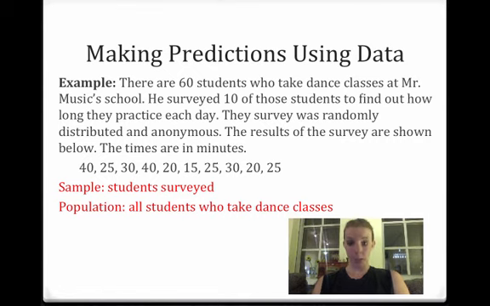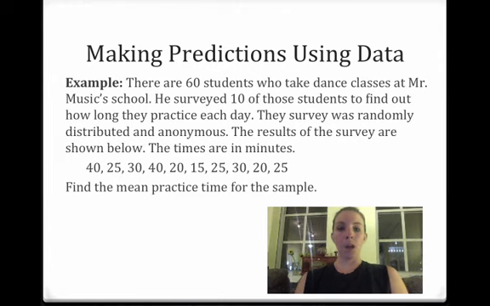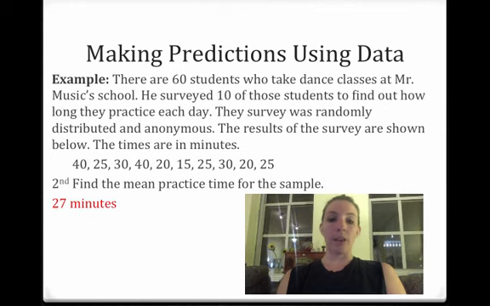So the population that we're drawing this sample from is the whole 60 students, and the sample is just those 10. Okay, so this is the same thing. I want you to find the mean practice time from the sample, just these 10 numbers. So I want you to pause the video, add up all these numbers, and then divide it by 10 because there are 10 numbers here. So find the mean. Okay, so the mean is 27 minutes. That's our mean from the sample.